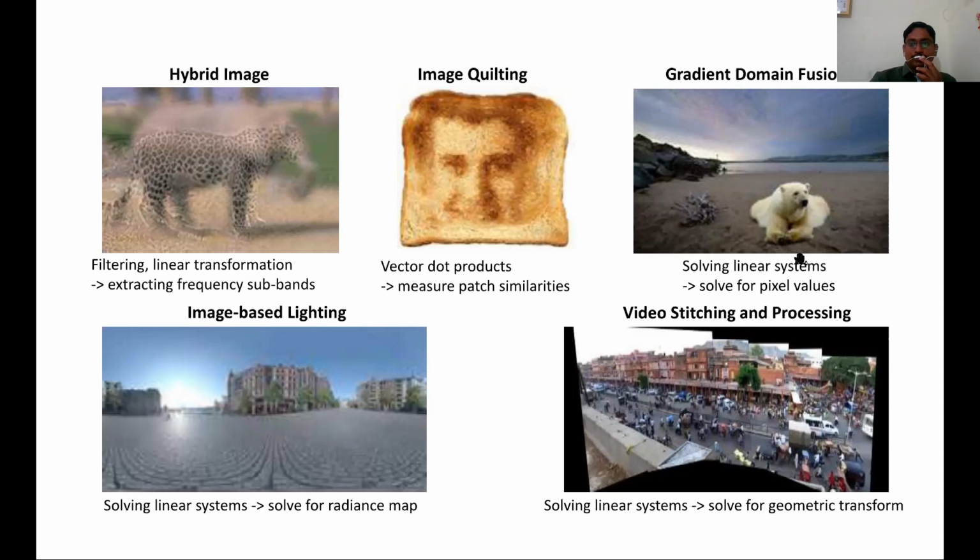Then gradient fusion. Here we need to solve a linear system. You need to solve for some pixel values, which are generated by some matrix, so for those pixel values we need to solve the linear systems. Another feature is image based lighting. This is again just solving a linear system for a radiance map. And one more feature in video: you can stitch or process the video by again solving a linear system, but solving for geometric transformations. So linear algebra is involved here.